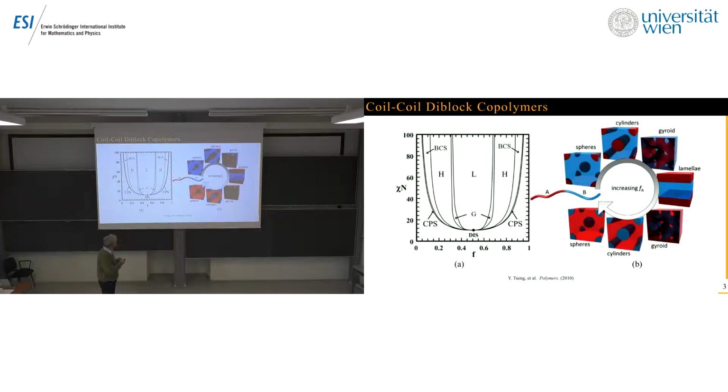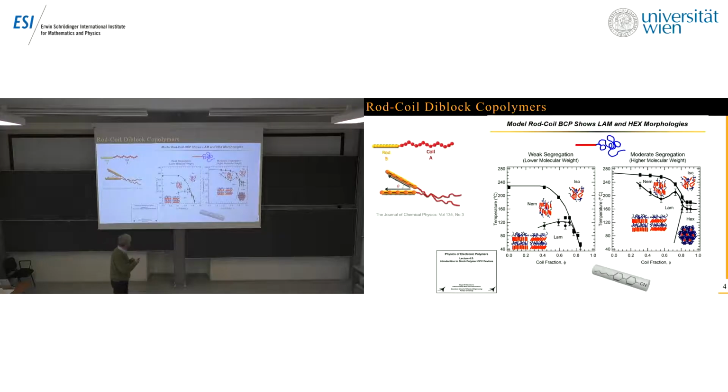But actually, what I'm going to describe are the rod-coil diblock copolymers. They have this rod part, which is also composed of monomers, but they are rigidly bound together, and a long flexible tail. And if you look at the typical experimental phase diagrams of these systems, then they resemble those of liquid crystals, in effect.